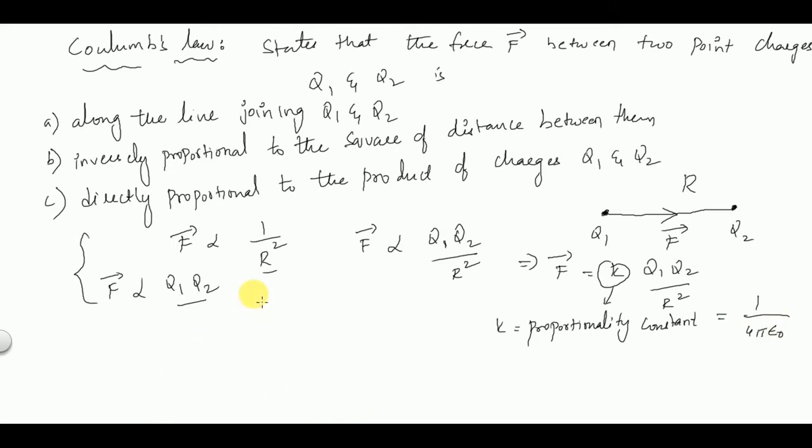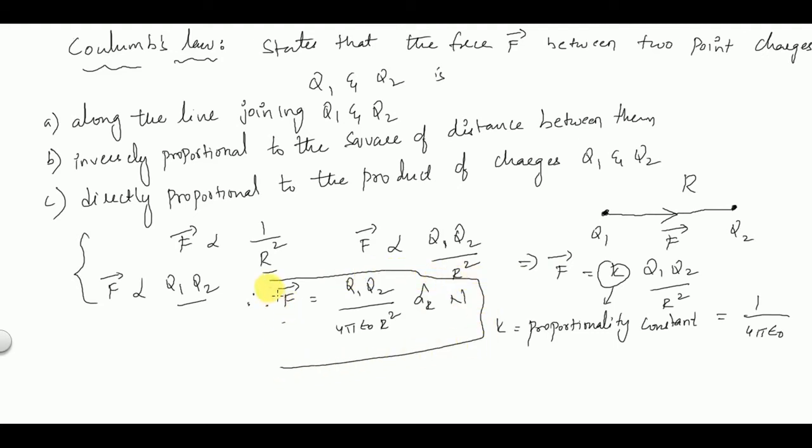Therefore, combining those, we can write F bar is equal to Q1 Q2 by 4 pi epsilon naught R square times a_R cap. Since force is a vector quantity, it also depends on direction, so a_R cap is the unit vector along the direction R. Force is in newtons. So this is the formula for the electric force between any two point charges Q1 and Q2.